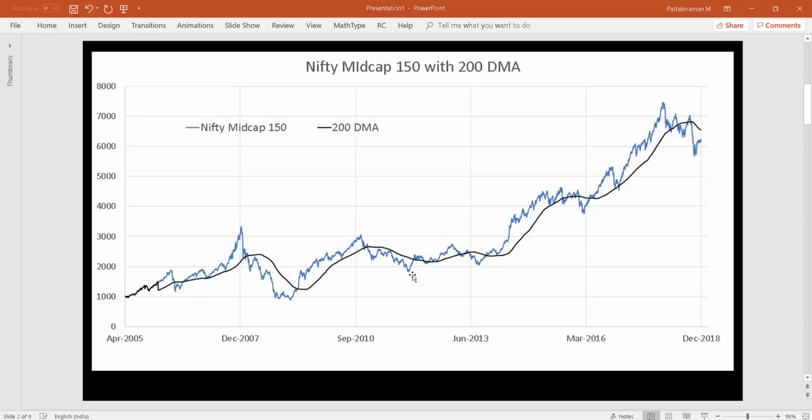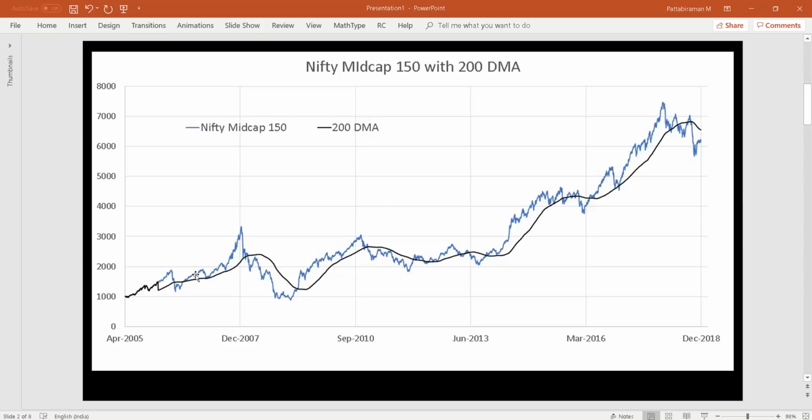So one way to do tactical asset allocation is to look at the price and the 200 DMA. If the price moves above the 200 DMA, that is, the blue line moves above the black line, then it's time to shift some profit away from equity and move to fixed income. And when the blue line drops below the 200 DMA, the black line, then you move back into equity. Of course, the problem is that the price can be above the 200 DMA for several months, and you will feel that you have missed out on an opportunity as the market zooms up.